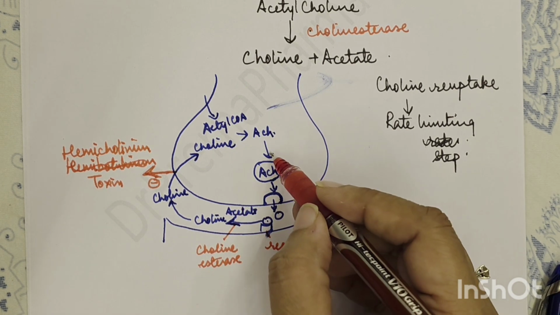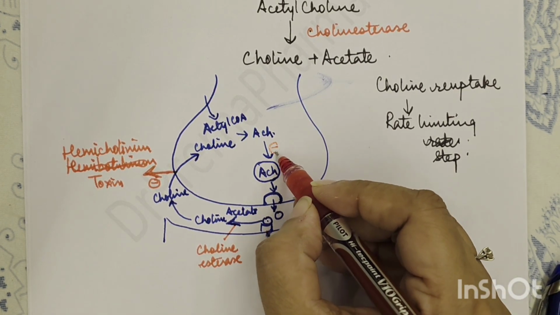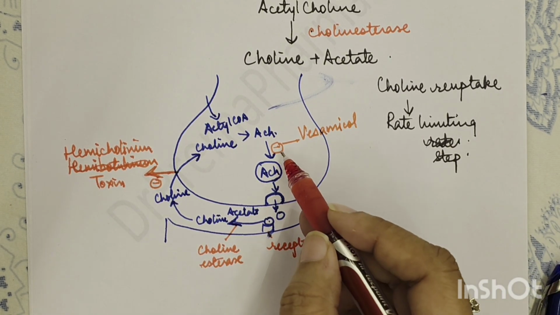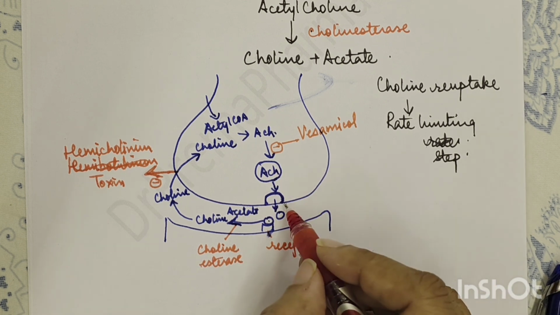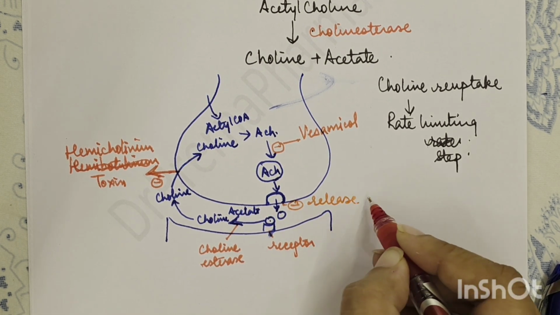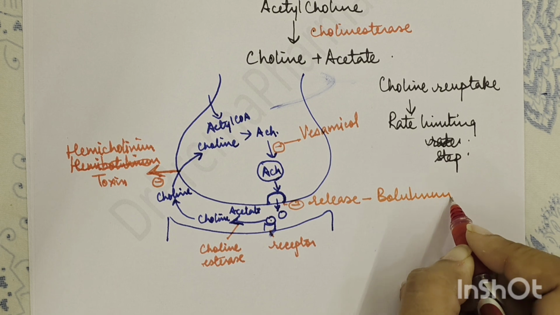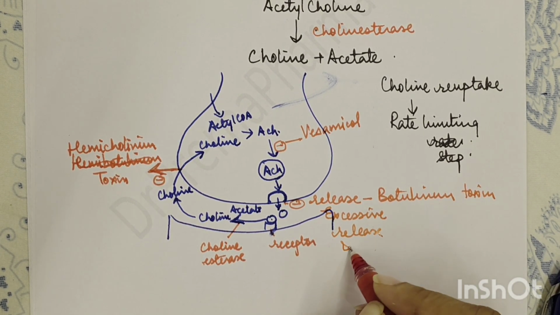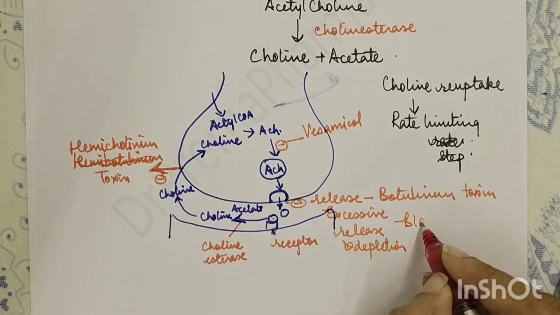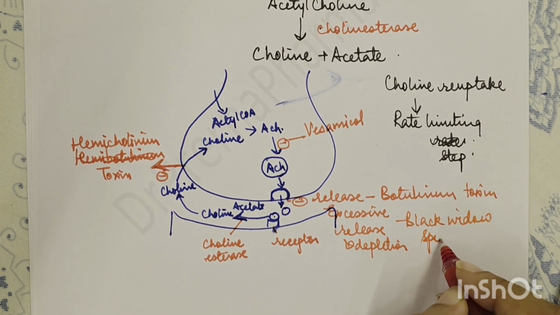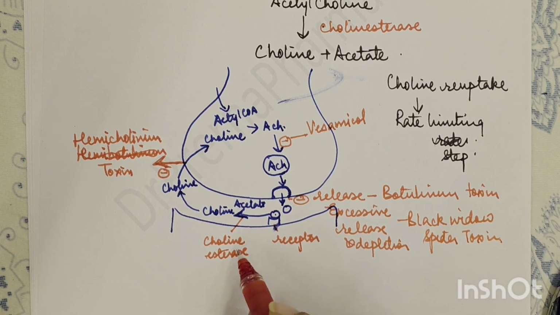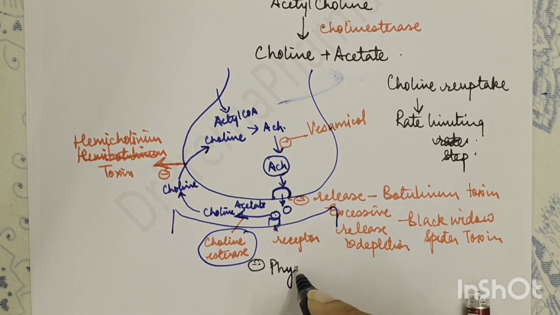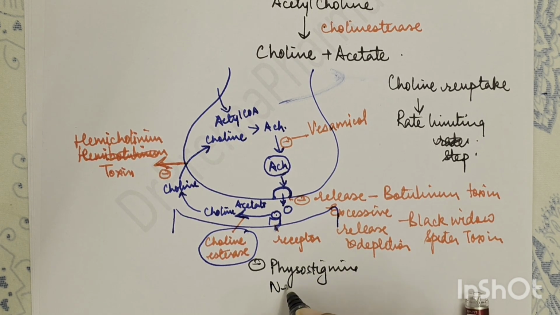Now another thing, acetylcholine entry into the synaptic vesicle is blocked by a substance called vesamicol. Okay, so vesamicol inhibits the uptake, the storage, of acetylcholine into the synaptic vesicle. Then release is inhibited by botulinum toxin, and excessive release and depletion is done by black widow spider toxin. Cholinesterase is inhibited by physostigmine and neostigmine.